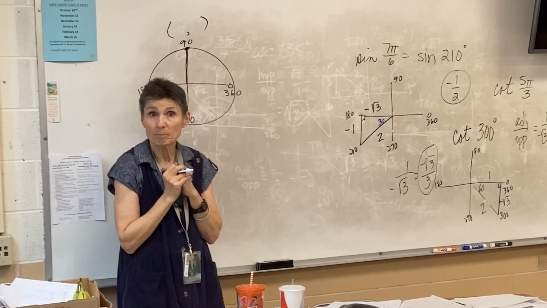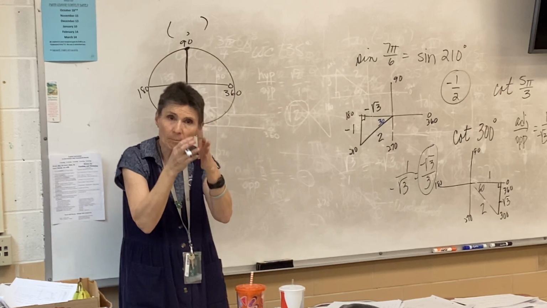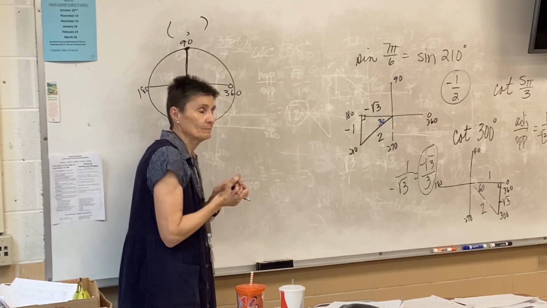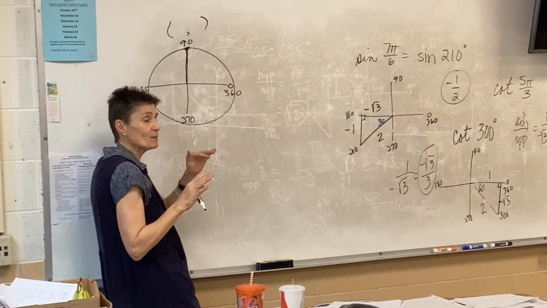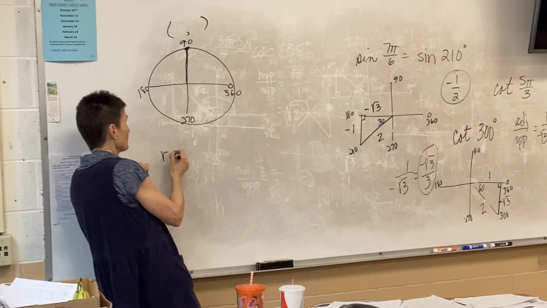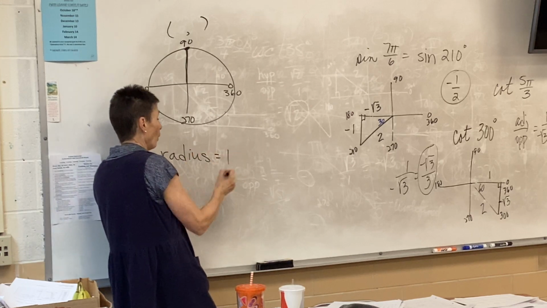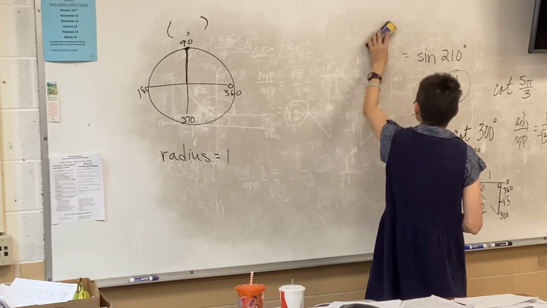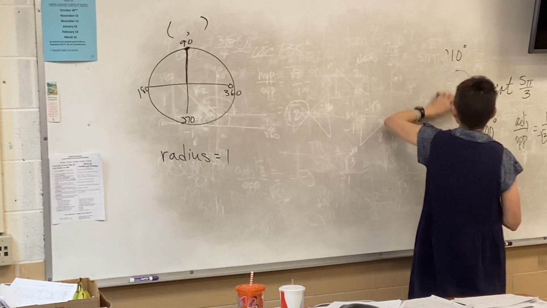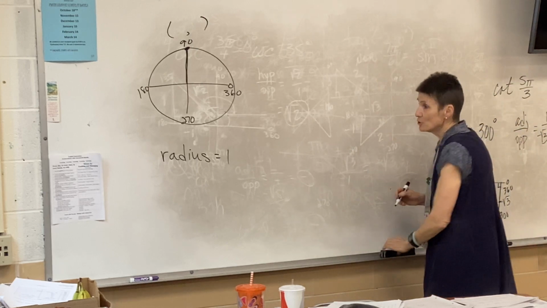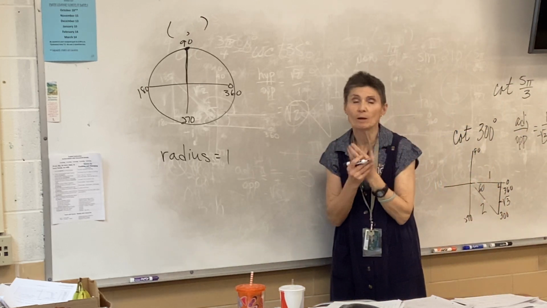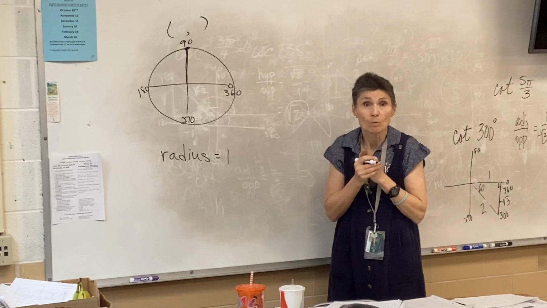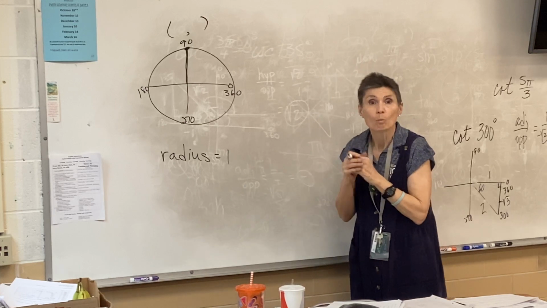Now, they didn't give me a point. When I did these before, I had a point. I do not have a point. However, if I just arbitrarily say, I'm going to let my radius be 1. Trust me, you're allowed to do that. In fact, you're allowed to make the radius anything you want it to be. But the easiest number in the whole wide world to work with is 1. So I'm going to make the radius 1.